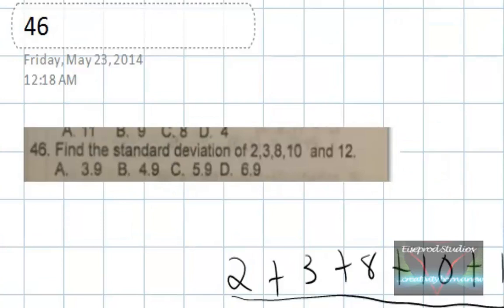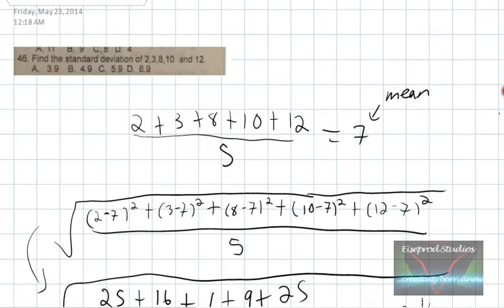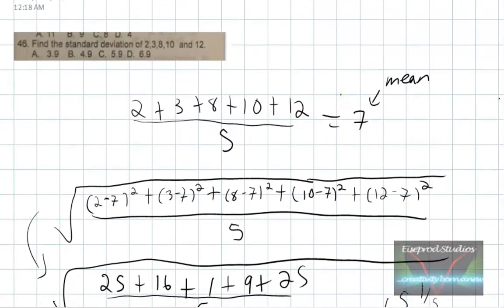Question 46 wants us to find the standard deviation of the set 2, 3, 8, 10, and 12. So the first thing you need to do is find the mean of these numbers, because that's really necessary in finding the standard deviation. So you add all of them up and divide by how many numbers there were, and you'll find that that's 7. So that's your mean. To get the standard deviation, you need to find out how these numbers deviated from that mean. So you're going to do all of these points and subtract the mean from them.